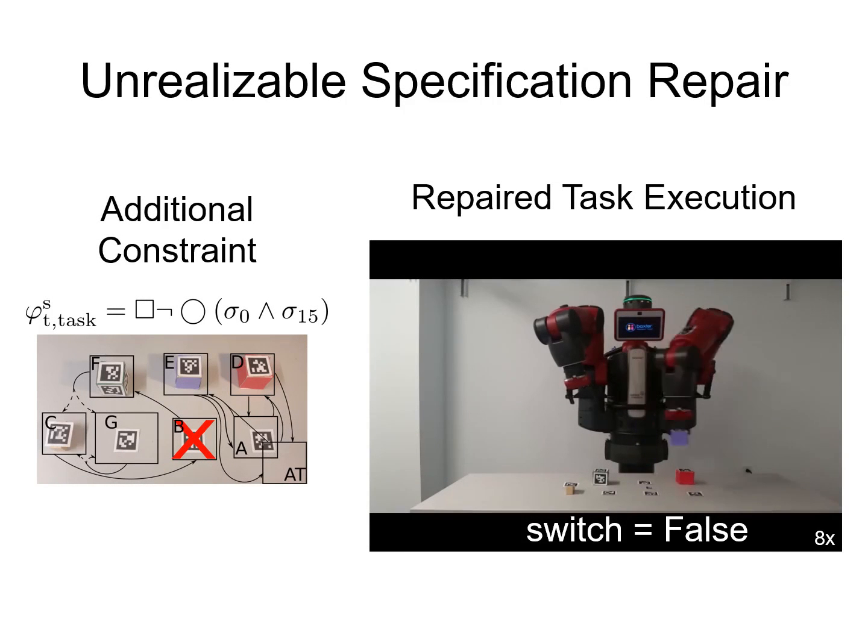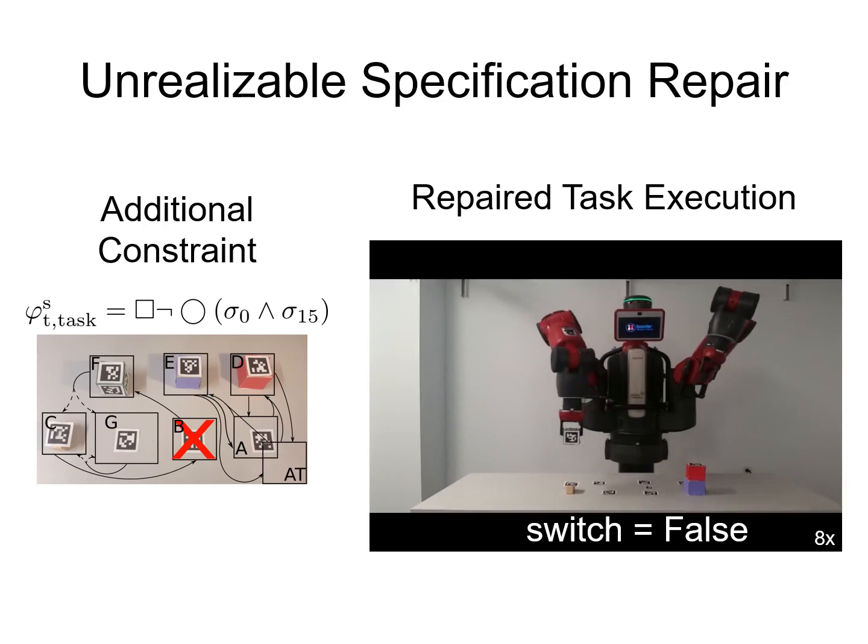With this new skill, the specification is now realizable, and the robot can find a strategy to once again react to changes in the value of the variable switch and to non-determinism in its environment.